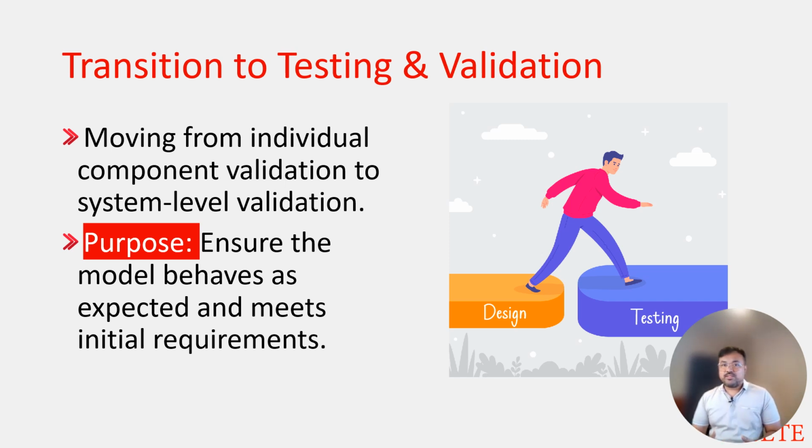Moving from component validation to system level validation, it's important to test each component on its own, but we also need to ensure that all components work together as a cohesive system. This means testing the interaction between pumps, valves, surge tanks, and pipelines to ensure they respond appropriately to transient events.